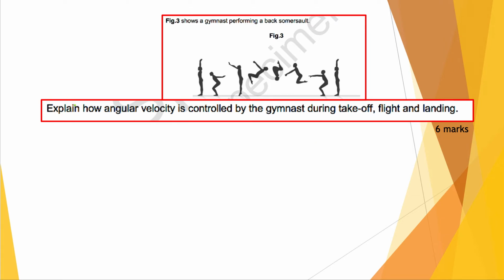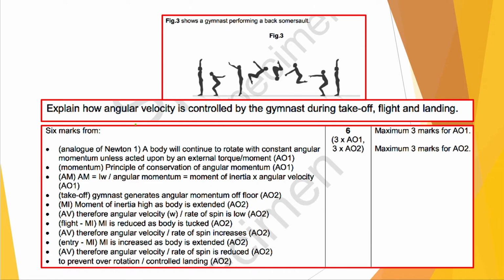It's explain, so it's going to need some detail here. The controlling of angular velocity should be making you think of moment of inertia and angular momentum as well. So we're going to need to talk about all 3 in this question. So here's the mark scheme. I would have liked to have seen you structure this answer in 3 sections: takeoff, flight and landing. The question is about the 3 phases, so we need to make sure we get the 3 phases in.